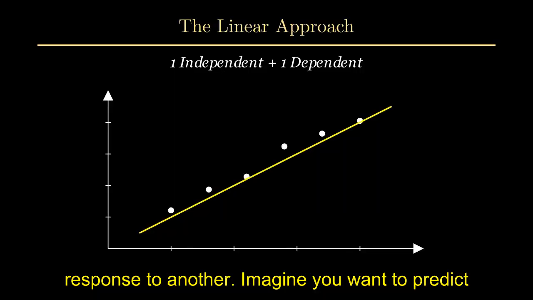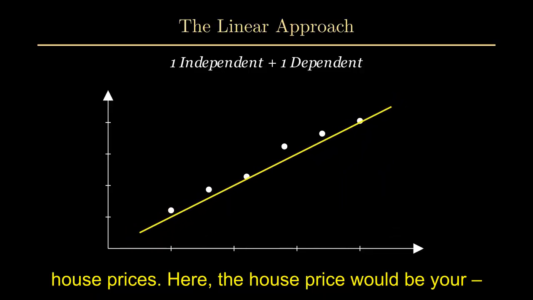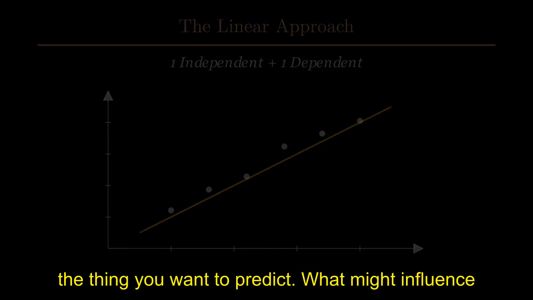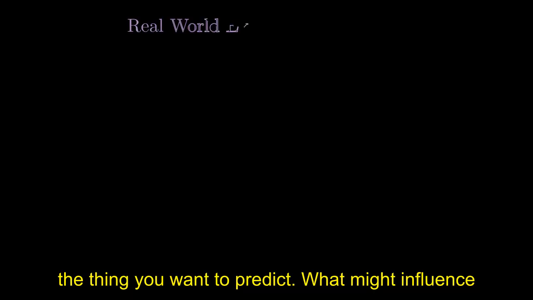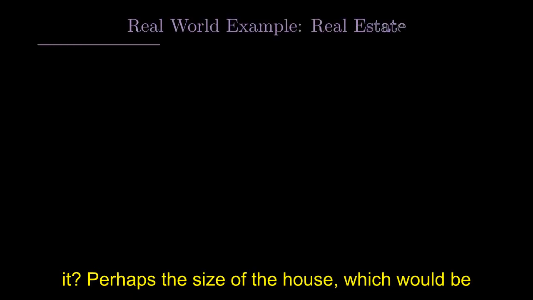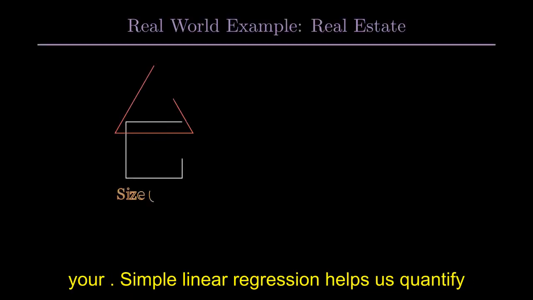Imagine you want to predict house prices. Here, the house price would be the thing you want to predict. What might influence it? Perhaps the size of the house, which would be your independent variable. Simple linear regression helps us quantify that connection.